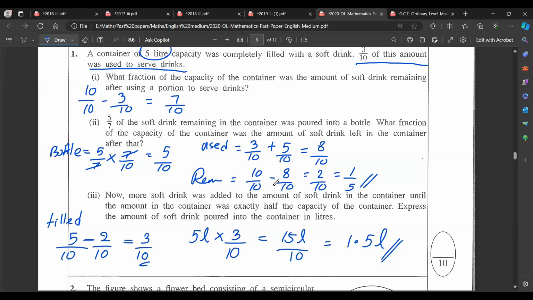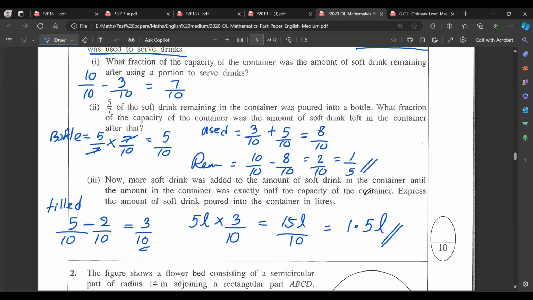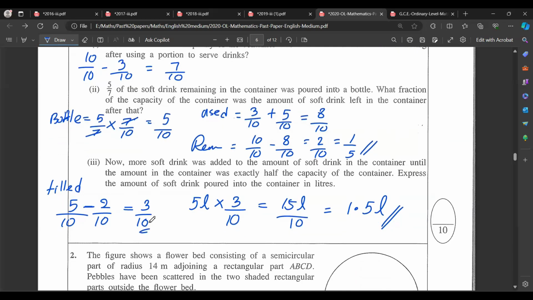For the remaining, if they are having 10 parts, 8 over 10 is used. Remaining 2 over 10, otherwise 1 over 5. 2 over 10 is remaining, that means 1 over 5 is remaining. So 2 over 10 is remaining now. Again, they are filled until half. Until half means, if they are considered 10 parts, half means 5 parts. Until 5 over 10, they are filled.